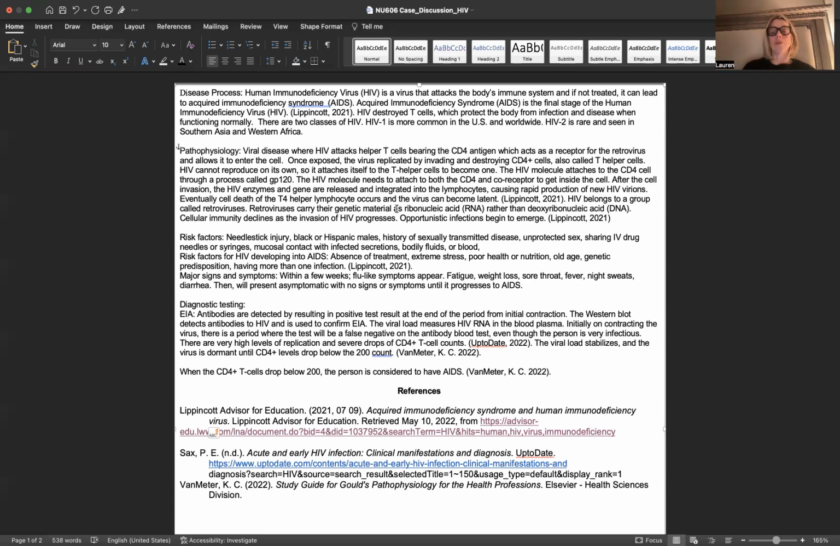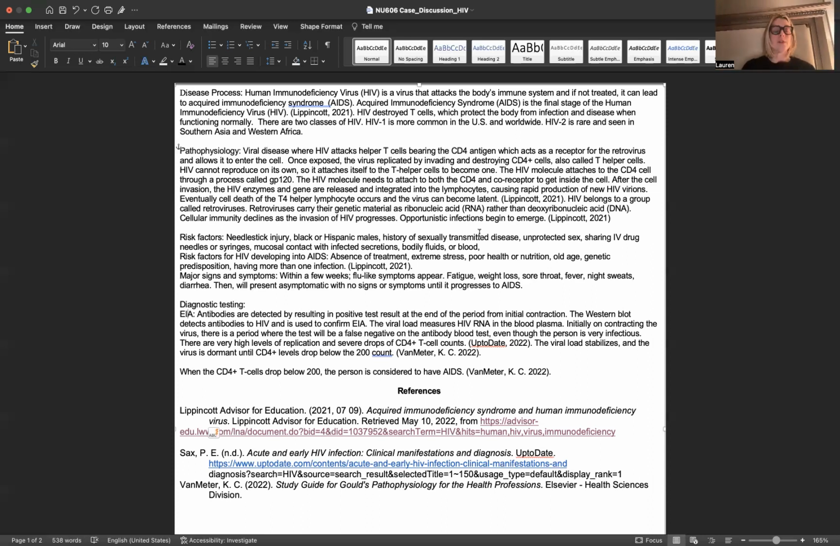HIV belongs to a group, as I mentioned before, called retroviruses. The retroviruses carry their genetic material as RNA rather than DNA. Cellular immunity declines as the invasion of HIV progresses. Opportunistic infections begin to emerge.